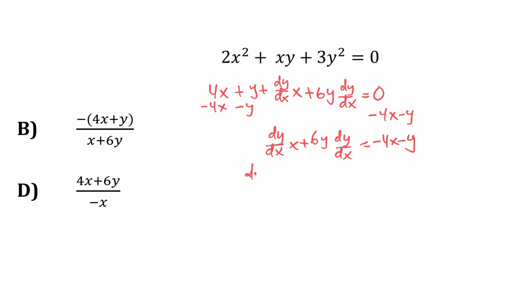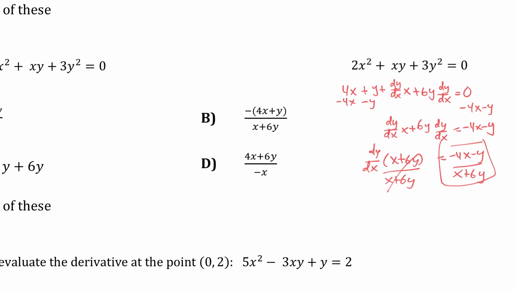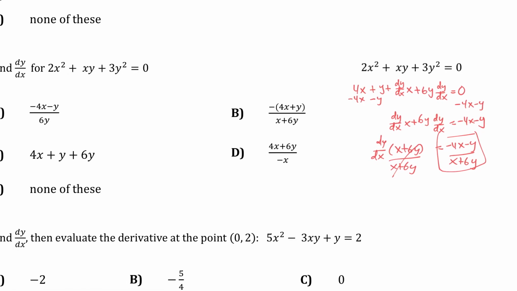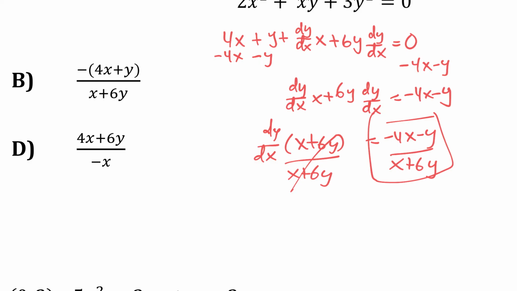And factor out dy dx. So you have x plus 6y equals negative 4x minus y. Divide by x plus 6y. And hopefully we have this as one of our potential answers. Yeah, I see it right there in B. Because if I factor out a negative, that'd be 4x plus y over x plus 6y. And so it's B.